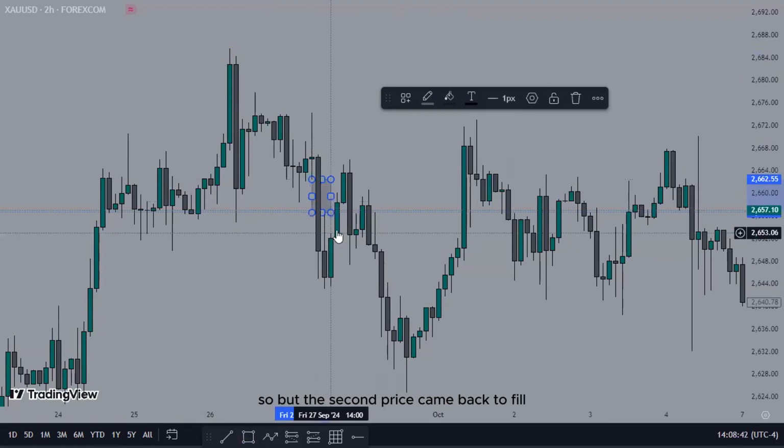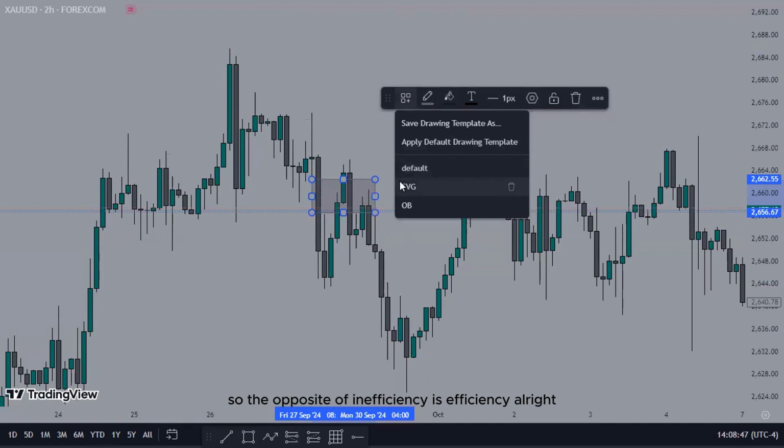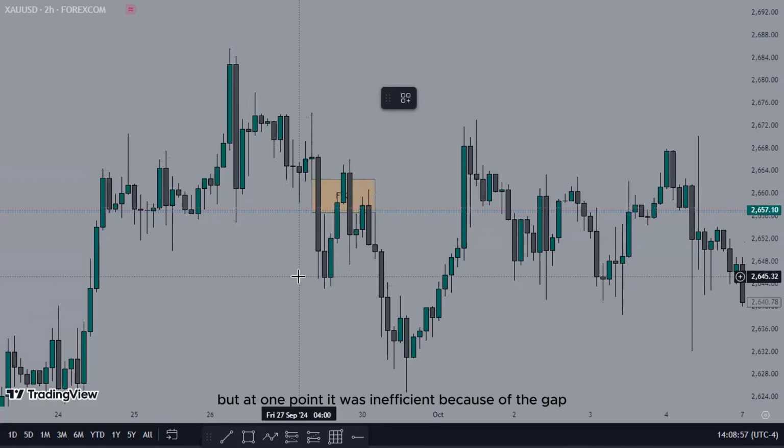But the second price came back to fill it, it's now efficient. So the opposite of inefficiency is efficiency. It was inefficient for a moment, then maybe a couple of hours later, it was efficient. So this is now an efficient price chart. But at one point, it was inefficient because of the gap. When the gap has been filled, it is now efficient.